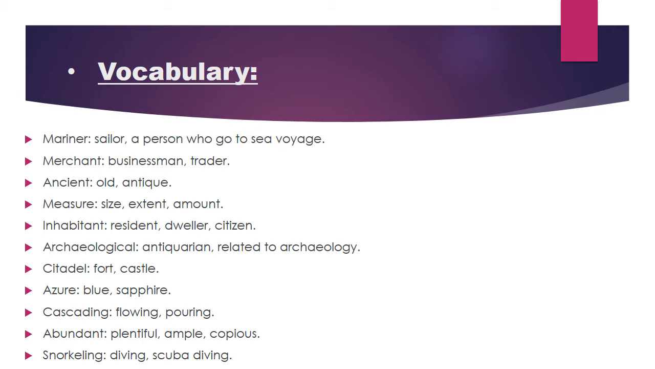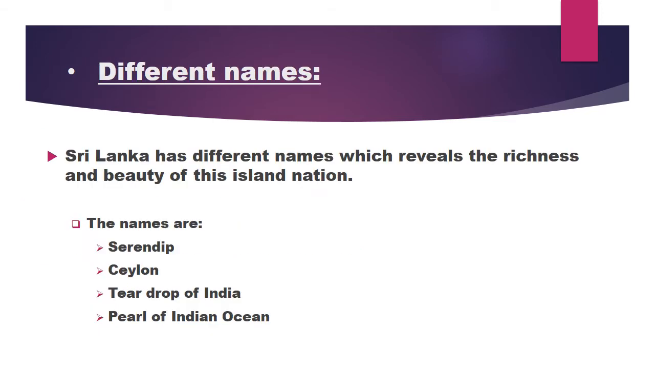Cascading means flowing or pouring. Abundant means plentiful, ample, copious, which means many. Okay. Snorkeling means diving or scuba diving, etc. All these are called snorkeling. Let's go to our next slide. Different names.